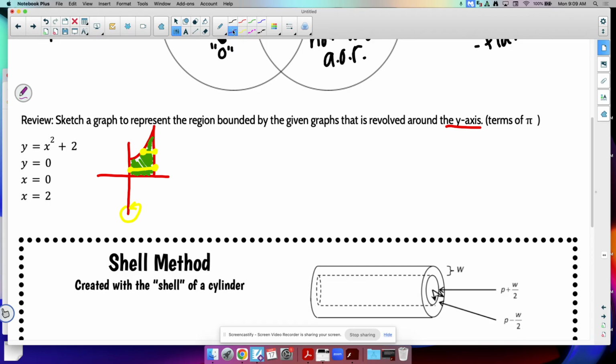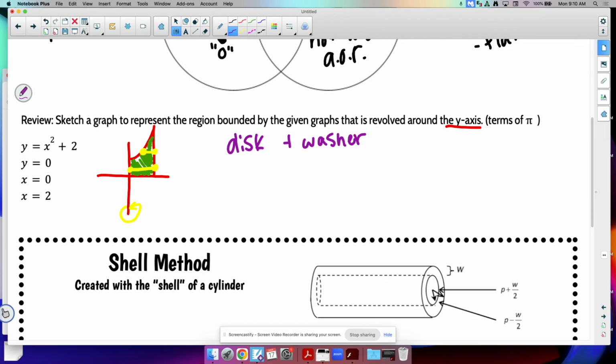So the reason that this one is weird, is this a disc problem, a washer problem, or both? It's both. If I just look at this bottom portion, do you see how that is a disc? And then the top portion of it, if you rotate that around, it's going to be open, so it's going to be a disc and a washer. So when you rotate this, it essentially looks like a bowl, except it has a really tall bottom on it, so it's like on a pedestal, and then you have your bowl. So do you see how it's a disc and a washer?